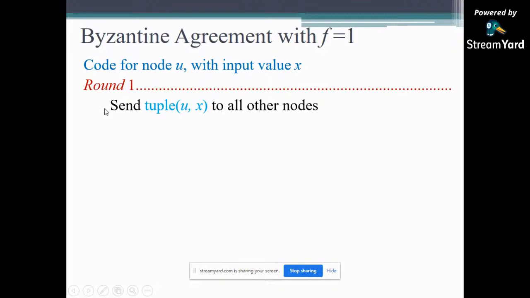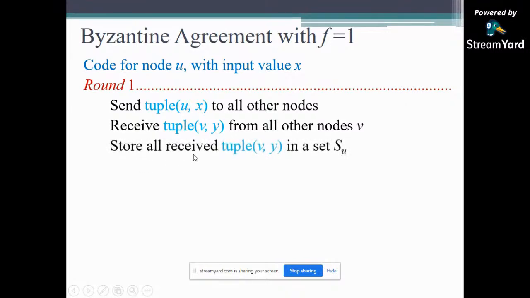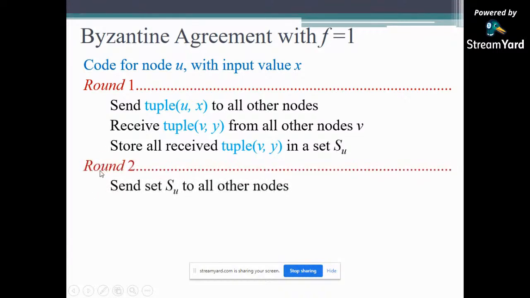There will be several rounds. In round 1, this node sends a tuple having two values: the identity of the node and the input value. It is broadcast to all the other nodes, and it receives a similar kind of tuple from all the other nodes in the network. This is the tuple it receives from node v. It stores all the received tuples in a particular set, S_u. Then at round 2, it sends this stored set of tuples to all the other nodes.